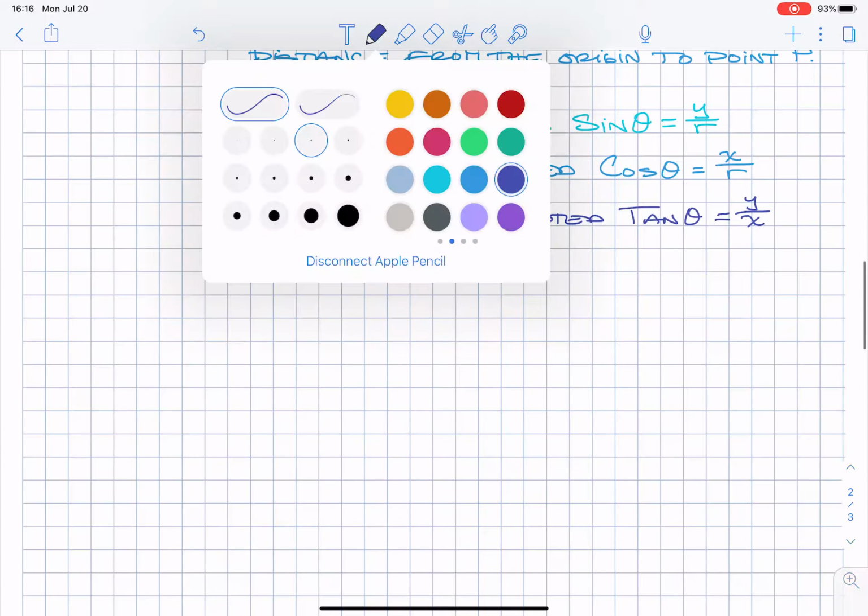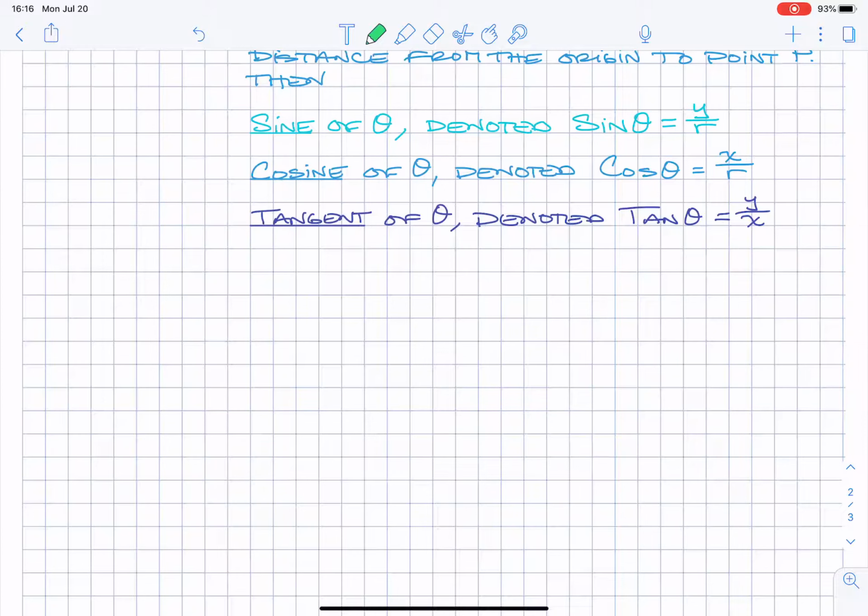So the next three definitions would be cosecant of theta. So cosecant of theta, denoted, and we have to be careful how we denote these. This is CSC, not COS. So cosecant of theta is different from cosine of theta. And cosecant is going to be r over y. Notice that that's just sine upside down. That's interesting.